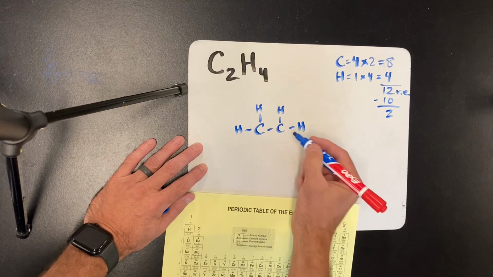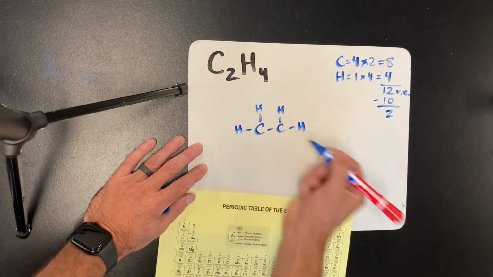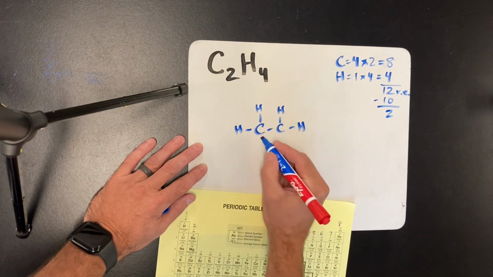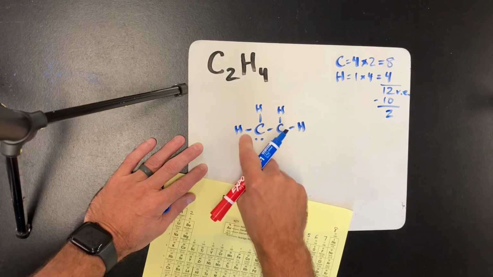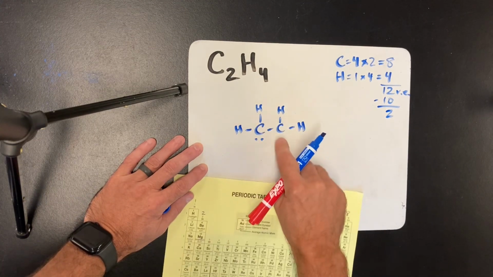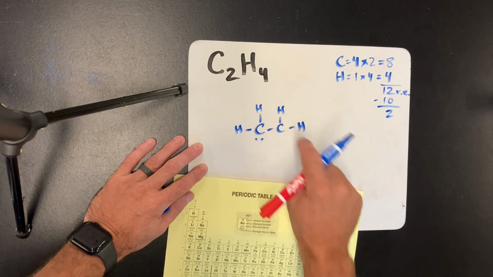Notice, we can put those here, or we can put those here. We can put 1 on each. But either way, we're going to have a carbon that's happy. It's got 2, 4, 6, 8 valence electrons, and we've got one that's not. It only has 2, 4, 6.